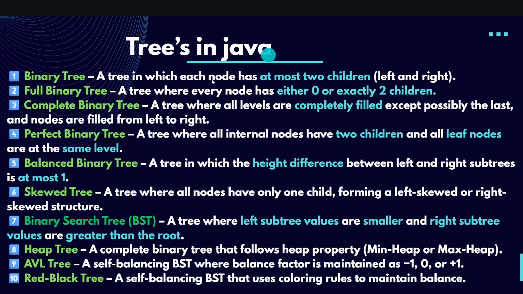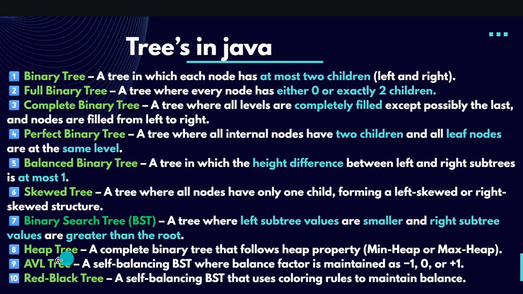You can also read all the definitions in complete detail by pausing the video. So binary tree has at most 2 children, full binary tree has 0 or 2 children, complete binary tree is completely filled, perfect binary tree has 2 children or leaf nodes. In all this, the binary search tree is very important because the left subtree has smaller values than the root node, and the right subtree has greater values than the root node.